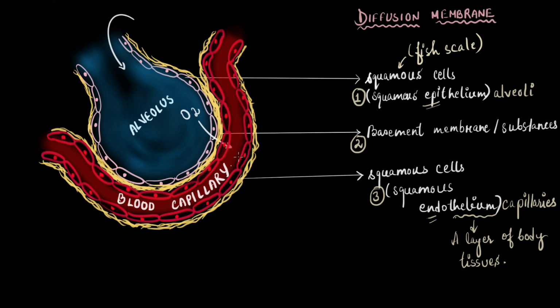Now the thickness of all these three together is somewhere around 400 micrometers, or we can just say that it is less than 1 millimeter. Okay, so this is the thickness. So this was all about the diffusion membrane, which is the site of gaseous exchange in the alveolus of our lungs.